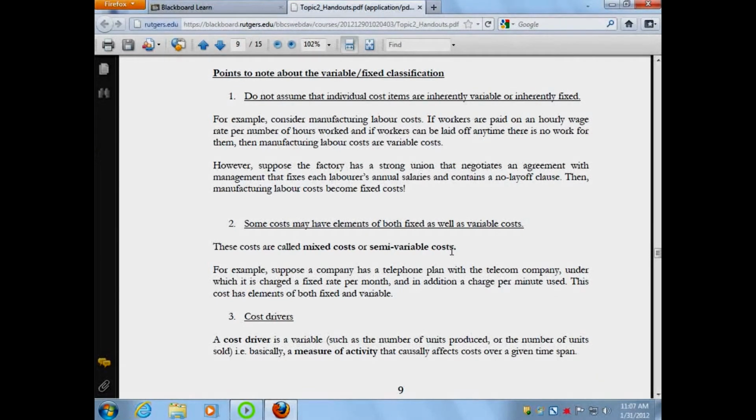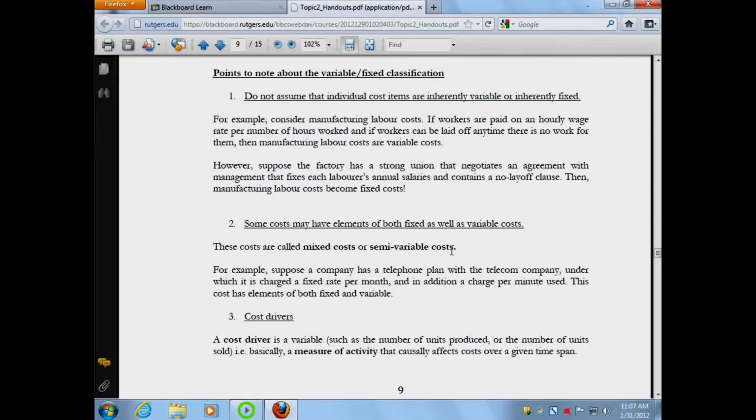So your total variable cost is going to be 60 times 200,000, which is 12 million. 60 times 500,000, which is 30 million. And then 60 times 800,000, 48 million.